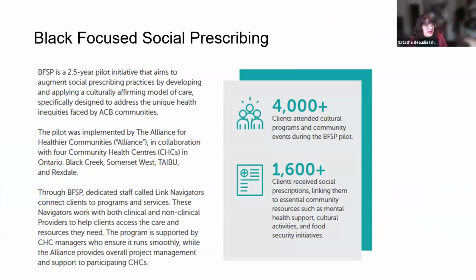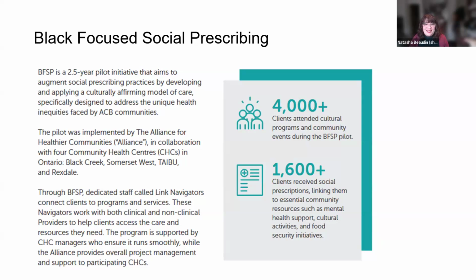So this is a social prescribing model grounded in Black and Afrocentric values and principles, making social prescribing culturally affirming to improve healthcare experiences and healthcare outcomes for Black people and Black communities in Ontario. We worked with over 4,000 clients at 4 different sites across the province. And out of those clients, 1,600 received social prescriptions.